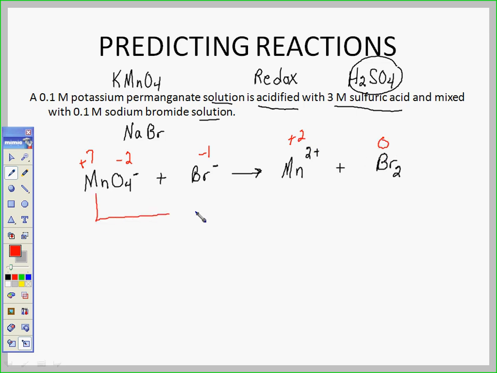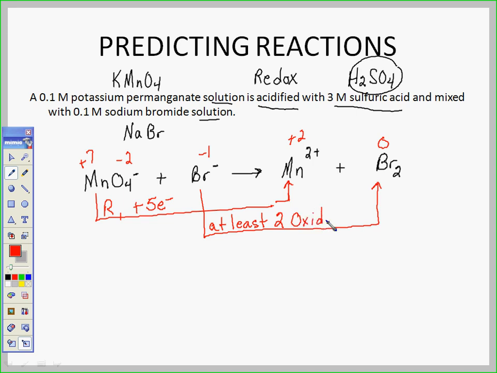Now, manganese became more negative. That means manganese was reduced in this case, and it was reduced by gaining 5 electrons. Our bromide went to bromine, and I like to do this with diatomics at least 2. Could be more, but it has to be at least 2 were oxidized. And so we have a loss of 2 electrons or more.